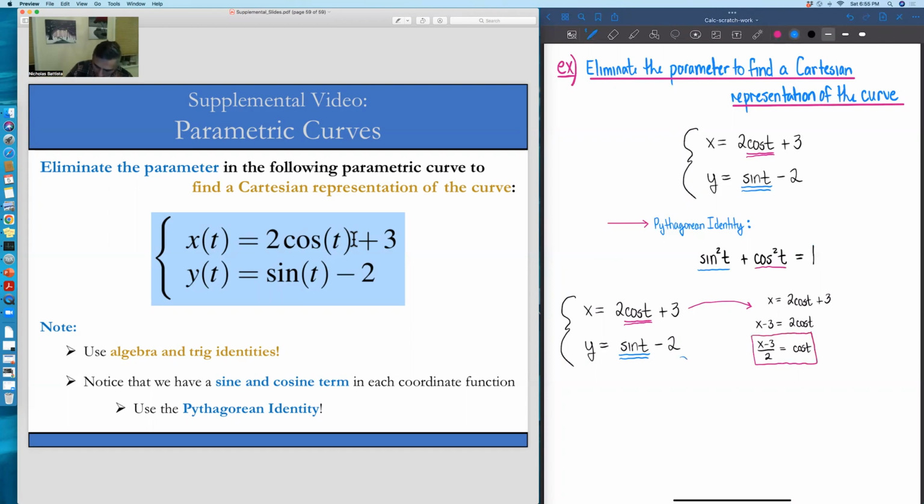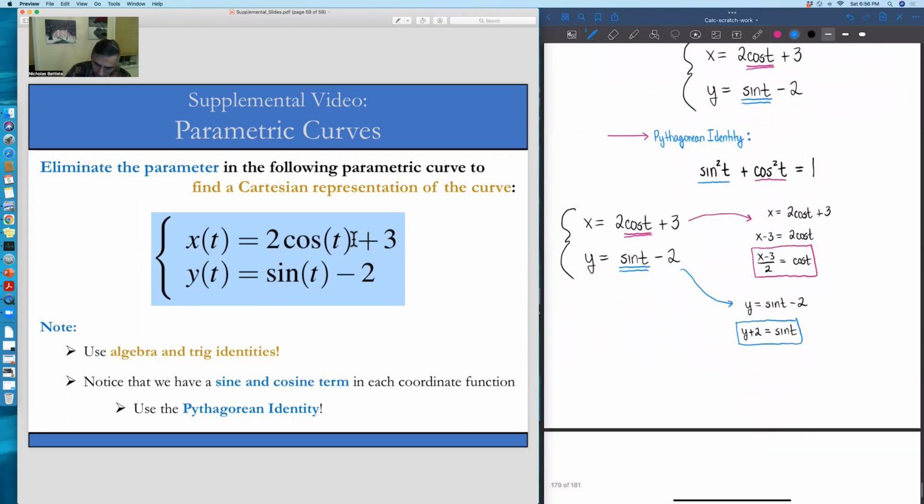So now we have a relationship between cosine and our coordinate x. We can do a very similar process to get sine in terms of y. We have y is equal to sine of t minus 2. Solving for sine, we just add 2 to both sides, so we have y plus 2 is equal to sine of t. So now we have sine in terms of the coordinate y. The next thing we'll do is take our Pythagorean identity and substitute those values of sine and cosine into it. So we have sine squared of t plus cosine squared of t is equal to 1.